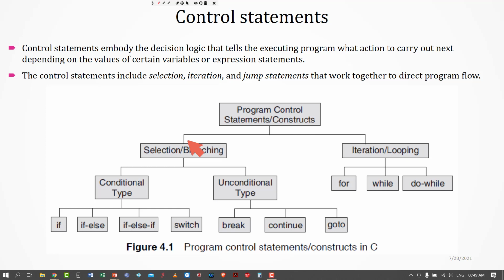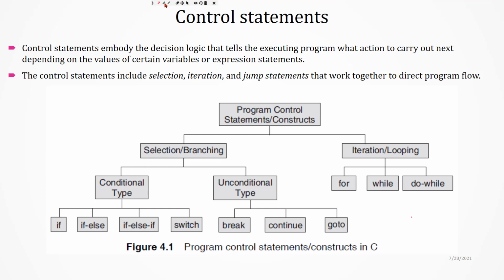Control statements are divided into 2: selection or branching, and iteration or looping. Selection is again classified into conditional type and unconditional type. Conditional type contains if, if else and switch. Unconditional type contains break, continue and goto. Then iteration or looping contains for, while and do while. So we will see these things in detail. Today we are going to study about if, else if and switch.